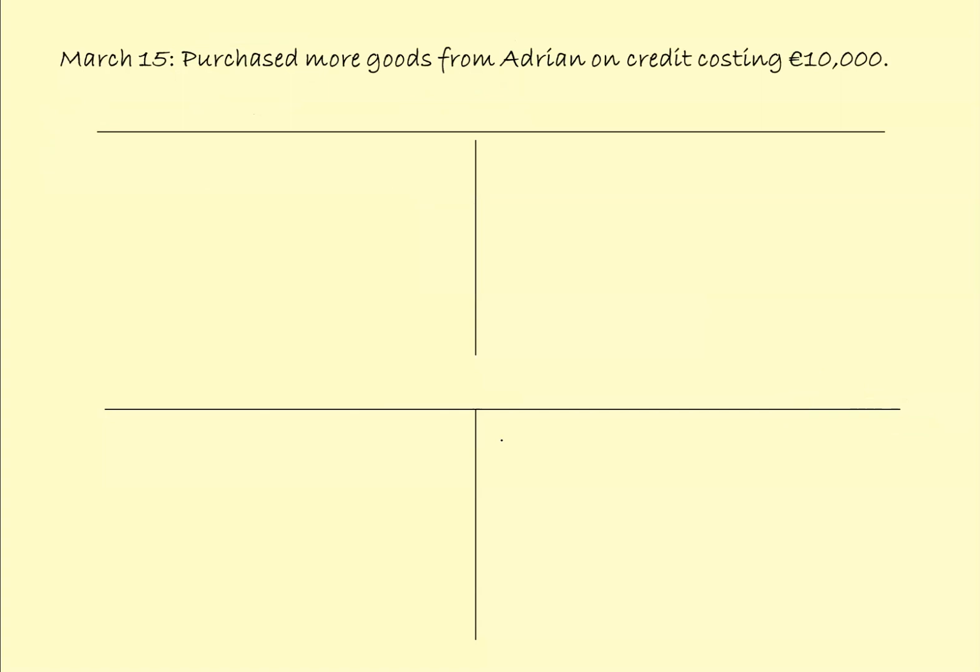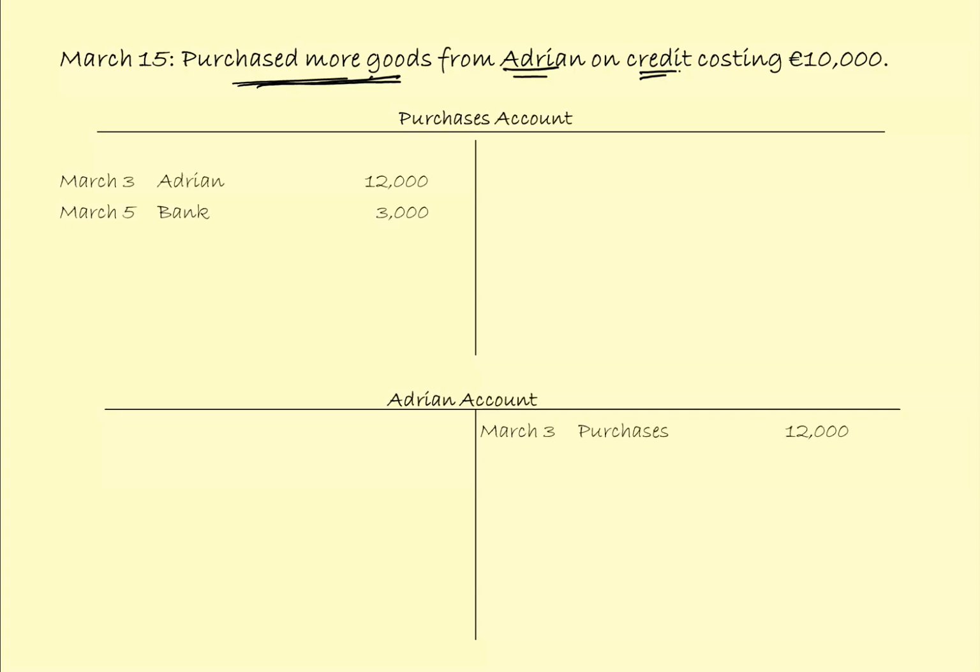March the 15th, purchased more goods, goods for resale, that's a purchase account, from Adrian on credit. No money moves, so I need to account for Adrian. Now we have both of those accounts, the purchase account and an Adrian account. So if you look at your purchase account, you have two transactions already on it, and on the Adrian account, you have one transaction on the credit side.